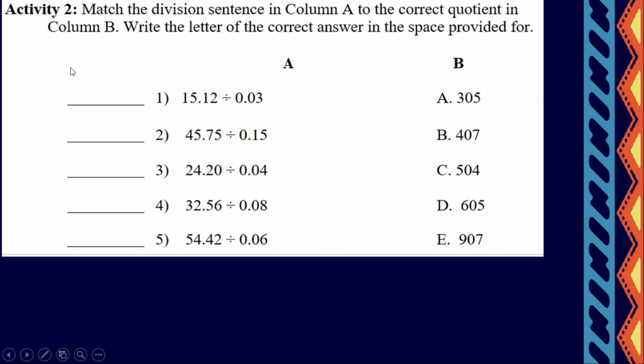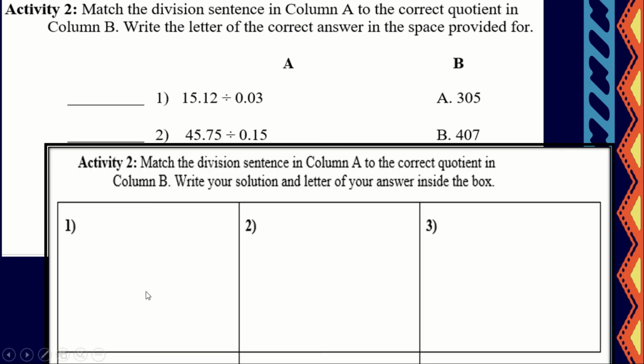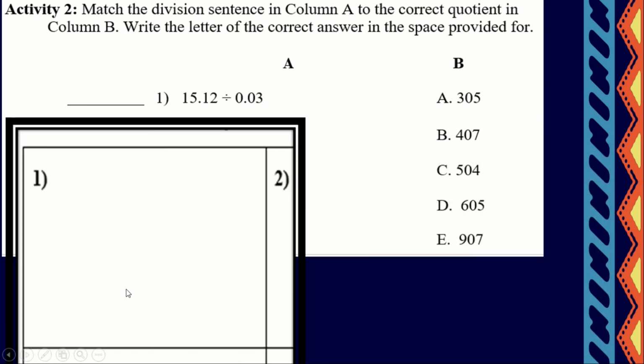For activity 2, match the division sentence in column A to the correct quotient in column B. Write the letter of the correct answer in the space provided. Okay, here's your answer sheet. Let's solve number 1. We have 1512 divided by 0.03 or 3 hundredths. So we have to move the decimal point first, 1, 2. So you will also move twice in the dividend.